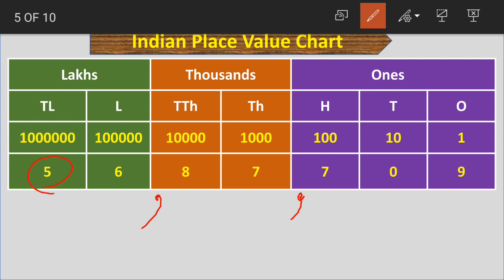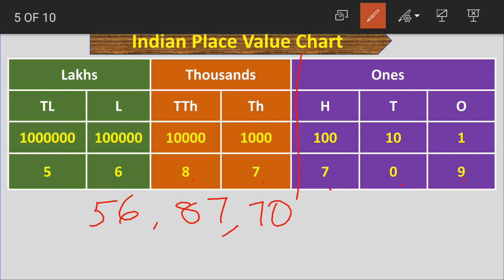Now look at the number here. We are having 5, 6. Because the lakhs period ends here, we put a comma. Then we are having the two numbers 8, 7. Again this thousands period has ended here, right? So we put a comma. Then we are having 709. Right? What did we do? We put commas in our number depending on our periods.